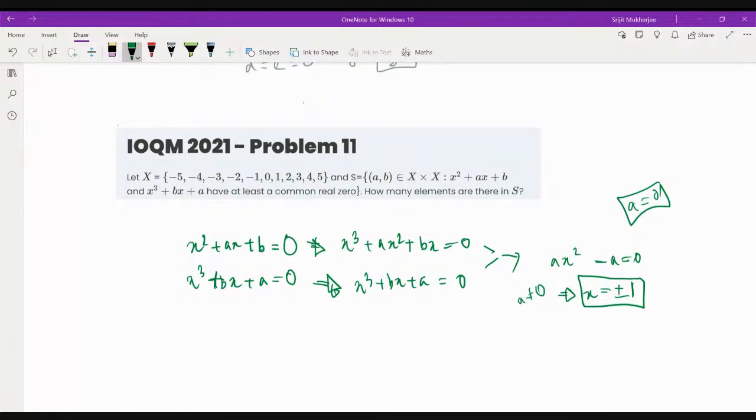Okay, so let's see how we will approach this problem, guys. So we get that a is equal to 0, or x is equal to plus minus 1 is one of the roots if a is not equal to 0. So what's next? Let's take the case when a is equal to 0.